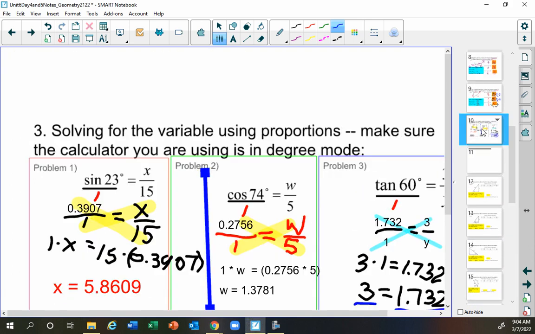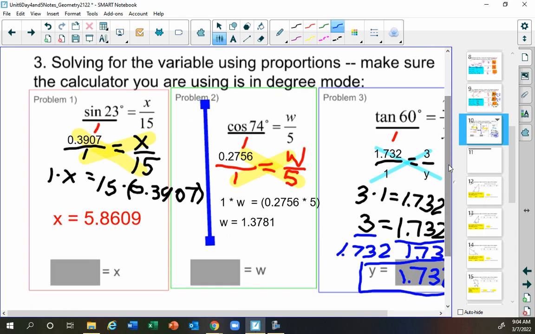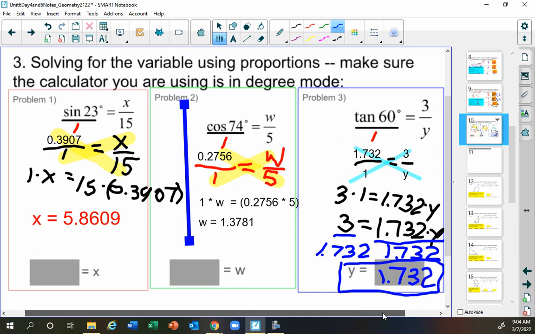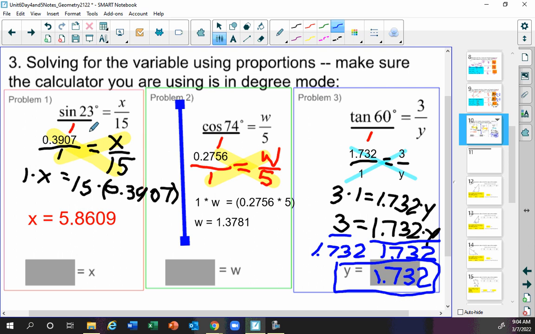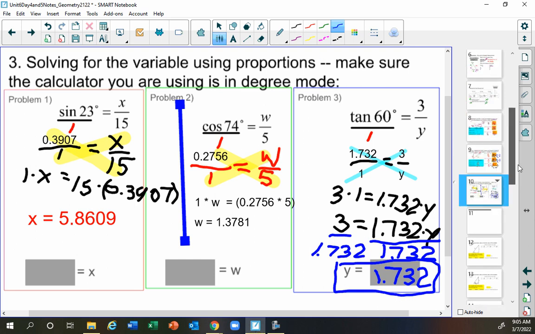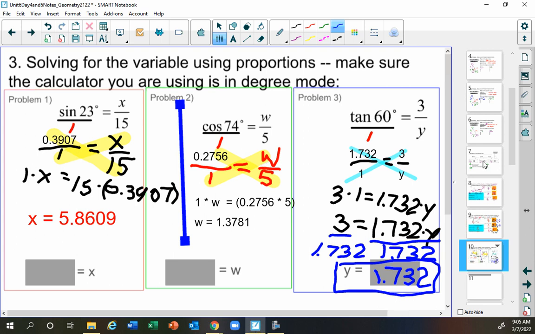All right, now we're going to see these problems in action with actual triangles. Any questions before we move on? Again, I want to go back real quick, especially for anybody who was late.